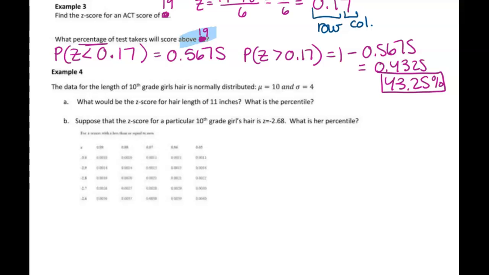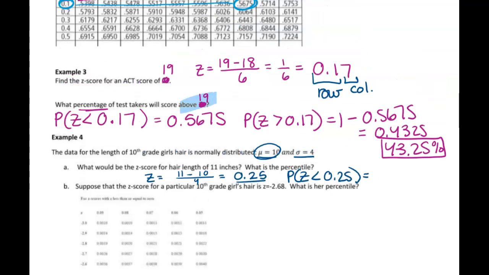Now we have some more information here. The data for the length of 10th grade girls' hair is normally distributed with a mean of 10 and a standard deviation of 4. Let's look at the z-score for a hair length of 11. So z would be 11 minus our mean of 10 over our standard deviation of 4. 11 minus 10 is 1. 1 over 4 is 0.25. So then if we look at that, we're looking for the percentile, so the probability that z is less than that value, 0.25.